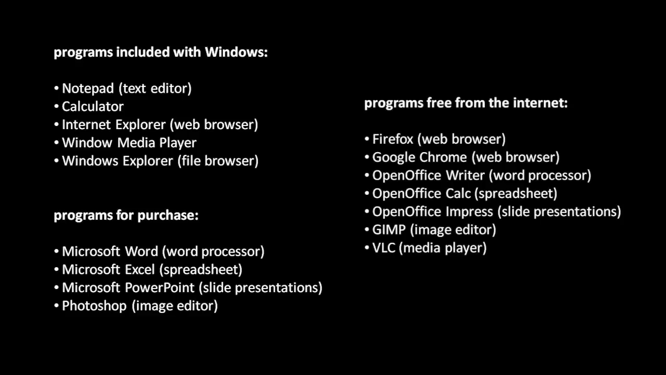If you're not interested in paying for software, there's plenty of stuff which you can legally download for free from the internet. Notable examples include the Firefox web browser and the Google Chrome web browser. I strongly recommend using either of those browsers over Internet Explorer. They're much better alternatives. There's a free alternative to Microsoft Office called OpenOffice, and it includes a word processor called Writer, a spreadsheet program called Calc, and a slide presentation program called Impress. And for image editing, there's a program called GIMP, which is an acronym standing for GNU Image Manipulation Program.